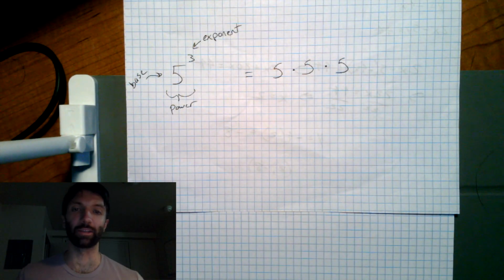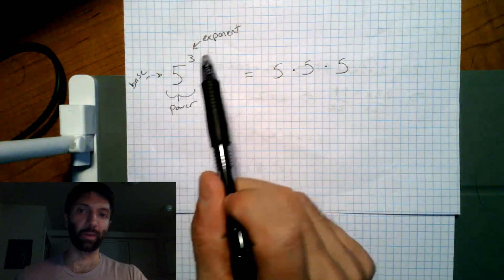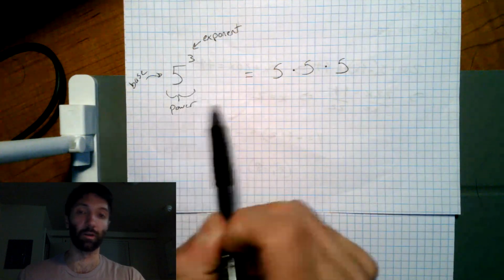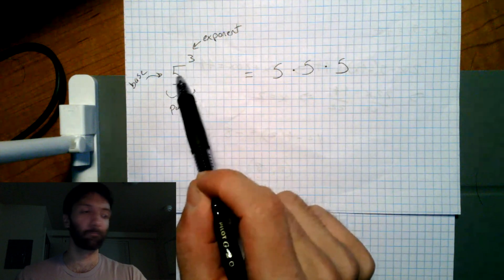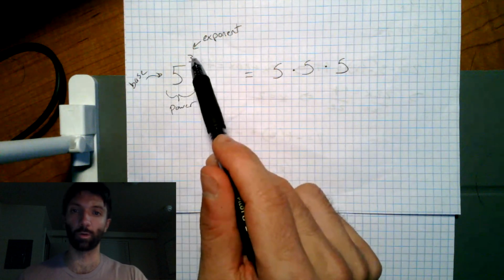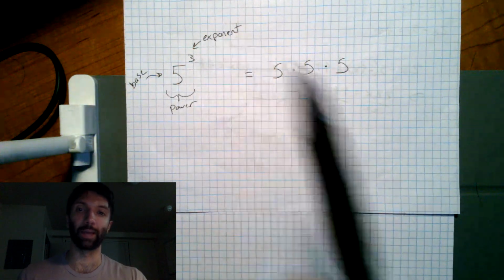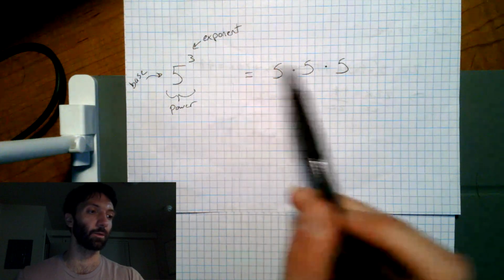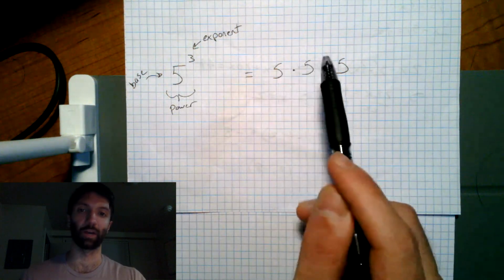Alright guys, before we get into the rule, I want to cover some vocab real quick. So here we have an expression that says 5 raised to the third power. Now the entire expression is what we call the power, and the base is the big number here, and this little number up in the corner is what we call the exponent. And the exponent tells us how many times the base appears as a factor within a product. So 5 to the third power we can express as 5 times 5 times 5.